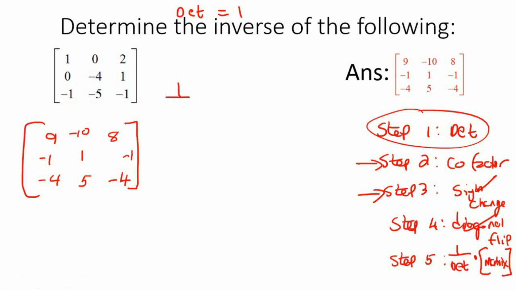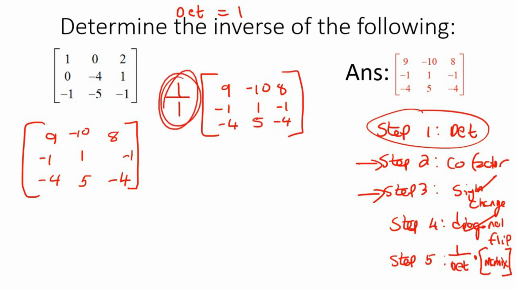So 1 over the determinant, which is just 1, and then we just need to go and fill in this, 9, -10, 8, -1, 1, -1, -4, 5, and -4. We actually are done, because if you multiply anything by 1, it's just the same thing. So let's just make sure we got the correct answer here. 9, -1, 1, -1, -4, 5, -4. Excellent. We're done.